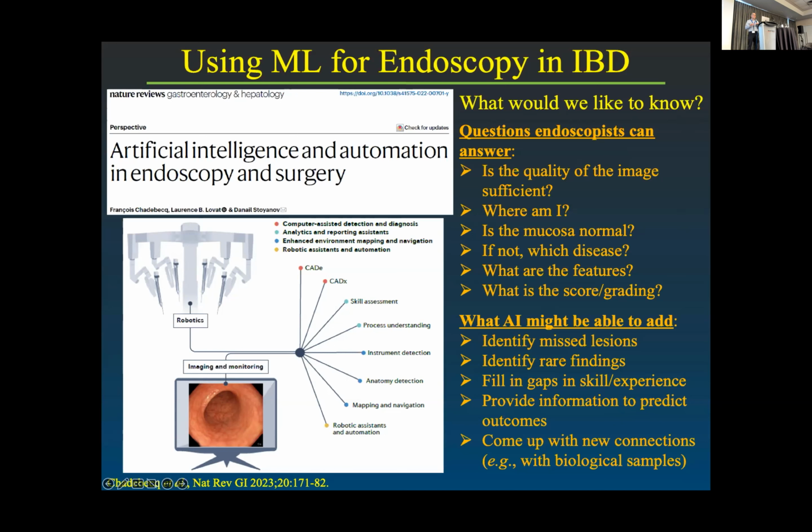So if a trainee is using AI as an assist tool to identify disease and say to him, there's something that you missed over here, that is very helpful. But what I want to do beyond that is try and identify areas or information that we don't even know to look at this point.